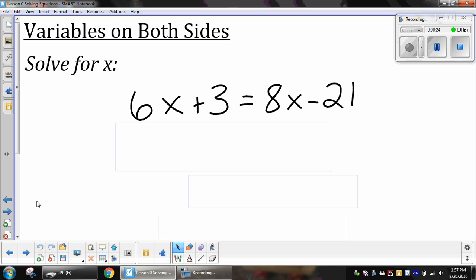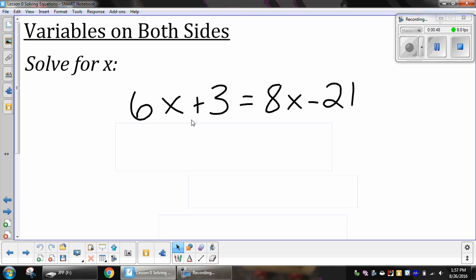So the first type of equation that we need to solve is when we have variables on both sides of the equal sign. You're going to see this a lot this year, so it's important for us to refresh. The first thing we need to do is get all the x's on one side and all the terms that have no x attached to it on the other side.